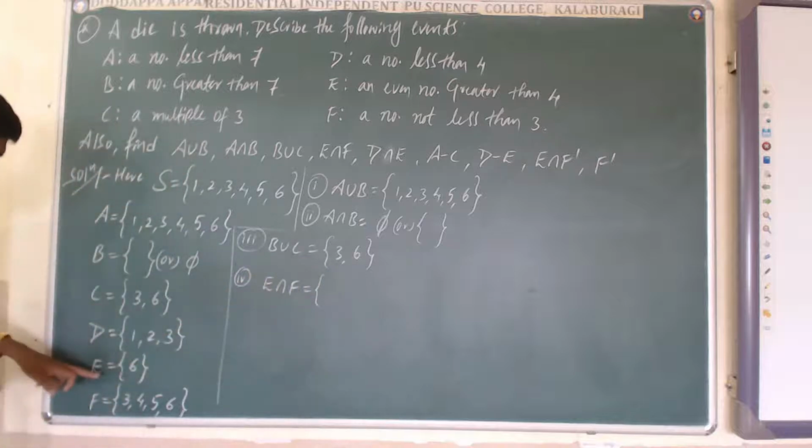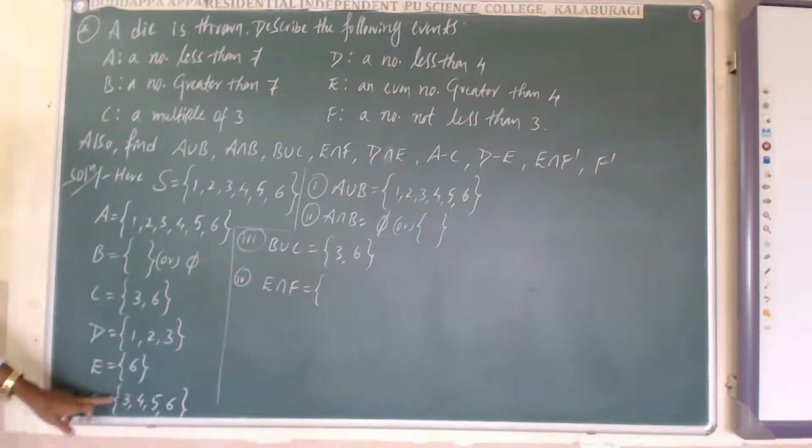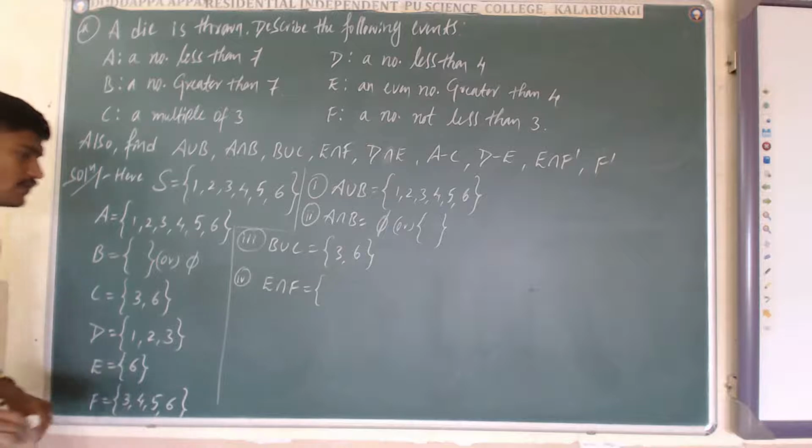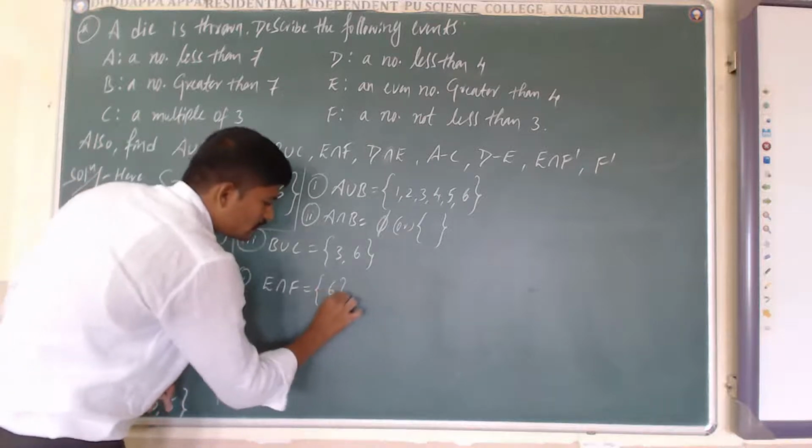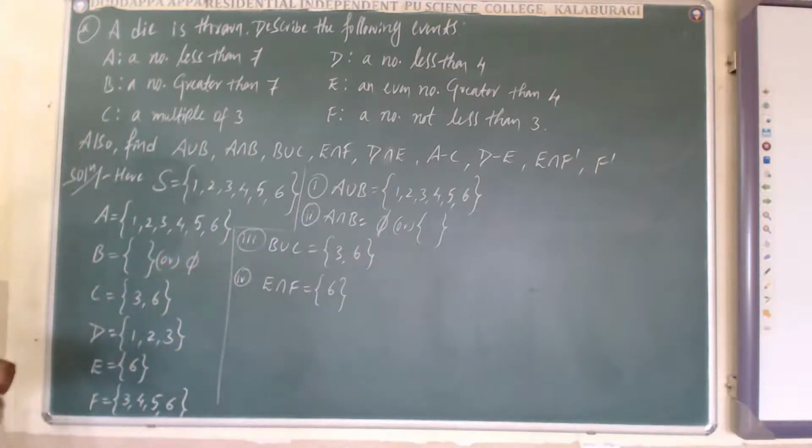Next, the fourth one, E intersection F is given. E contains 6, F contains 3, 4, 5, 6. So what is the common element here? Only one element, that is 6.